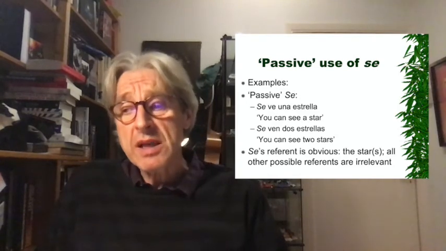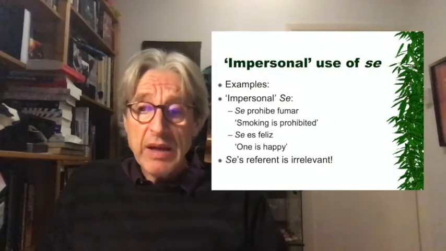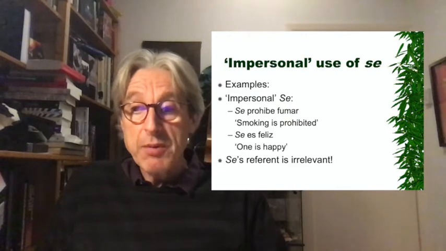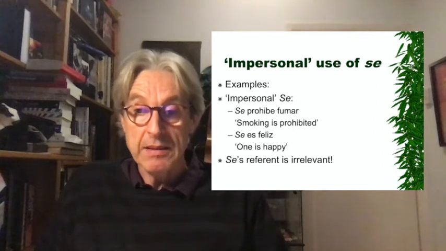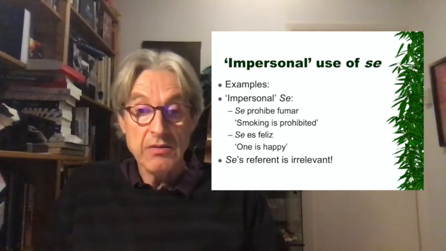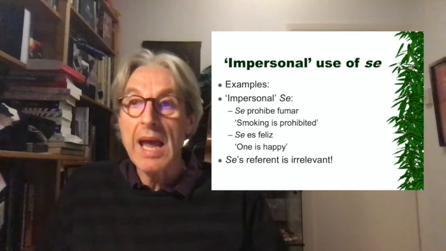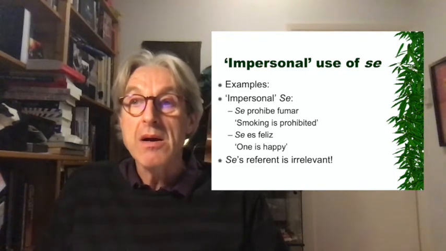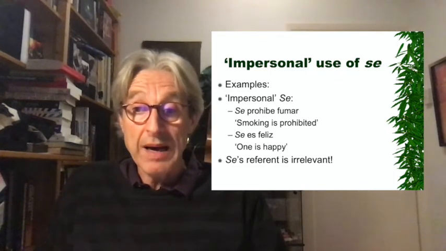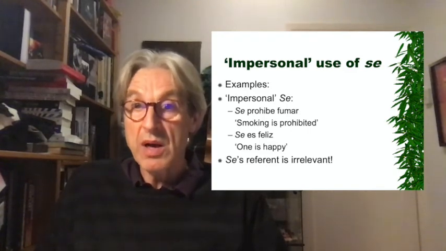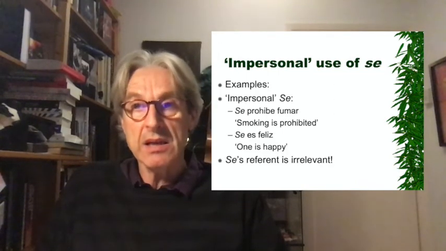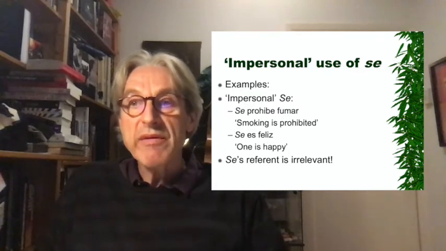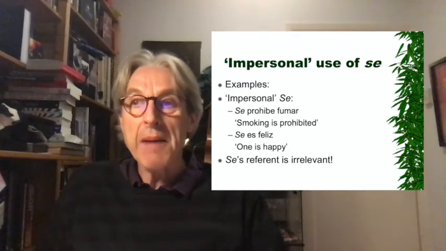Now let's move over to the impersonal uses of se. I'll give you another example. Se prohíbe fumar, smoking is prohibited, or se es feliz, one is happy. Now what we see here, in contrast to se ve una estrella, is that we don't see any participants that may or may not be in focus, because fumar is not a participant and feliz is a modifier. So we are not talking about entities here. And therefore, the only thing that se does is say, don't look any further. Its referent is absolutely irrelevant.